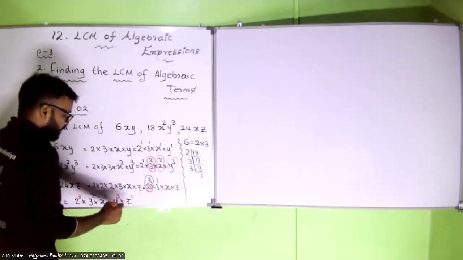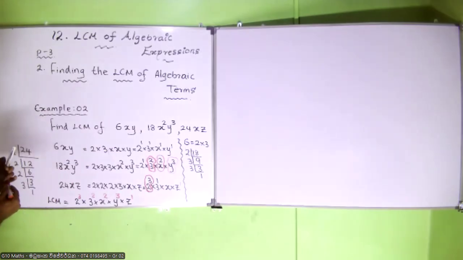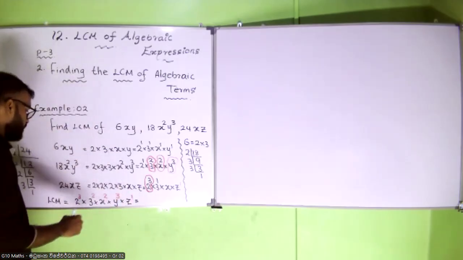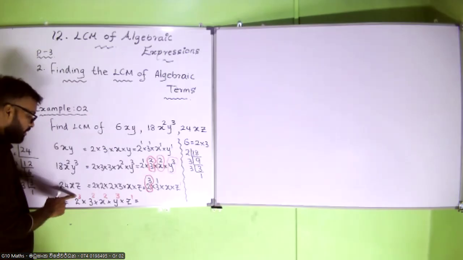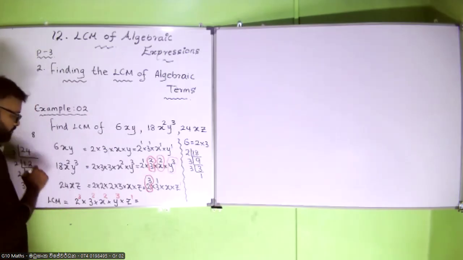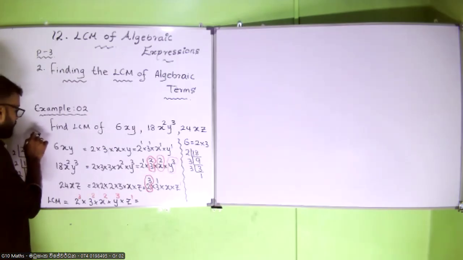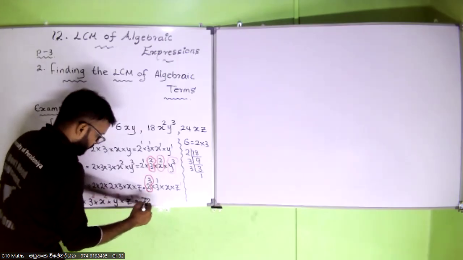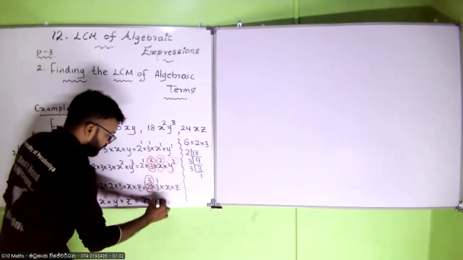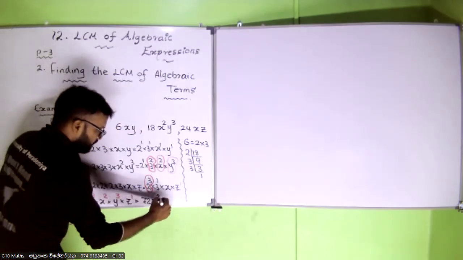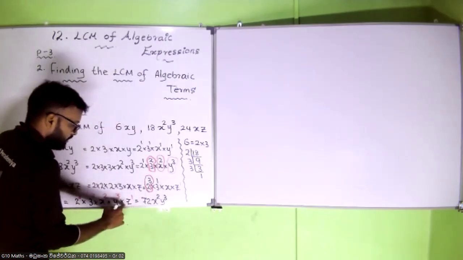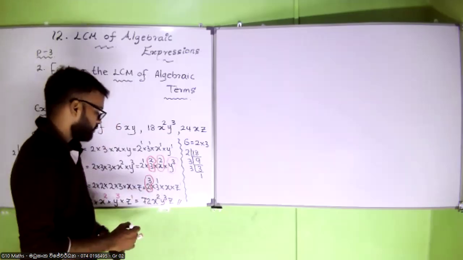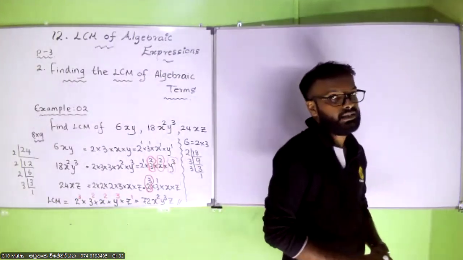Done. So you have to multiply the numerical values, and without the multiplication sign, you write the LCM. 2 to the power 3 means 8. 3 to the power 2 means 9. 8 times 9 means 72. So done: 72 x to the power 2, y to the power 3, and z to the power 1.